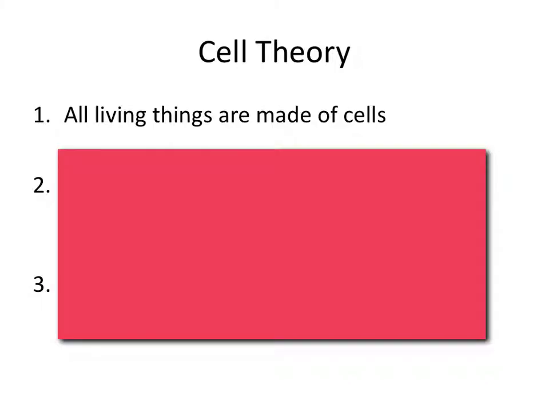One of the first theories in biology is cell theory. Remember, again, the theory is not just a wild hunch, but something that's backed up with a lot of evidence. Three parts to the cell theory. First thing is all living things are made out of cells. Anything that's alive is made out of cells. You learned about that during our first unit.